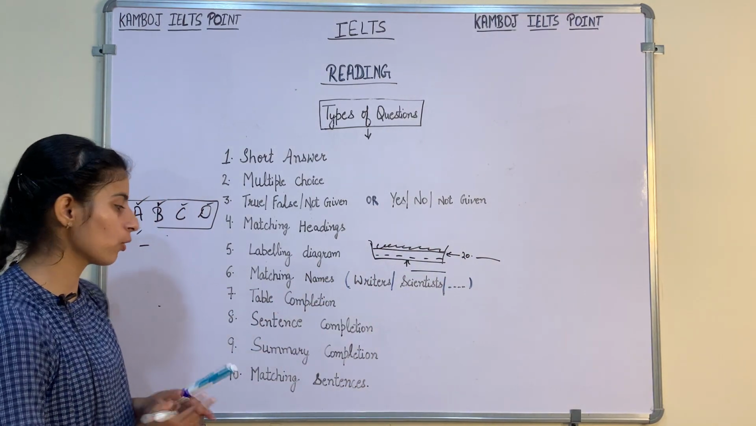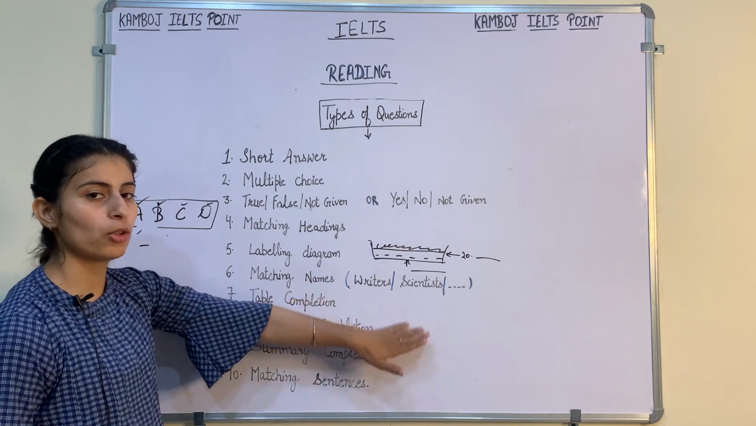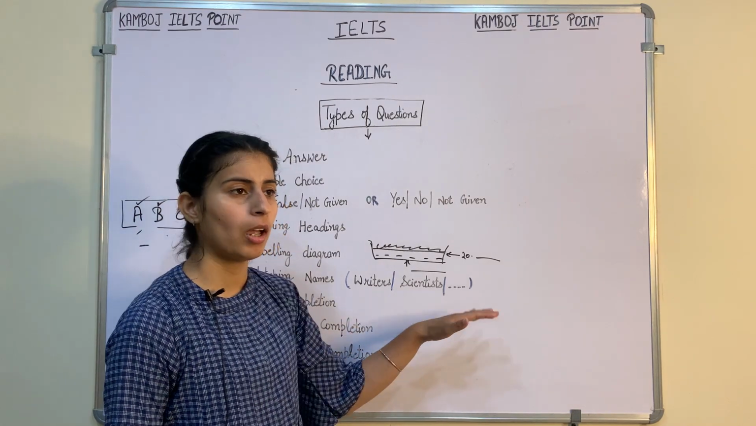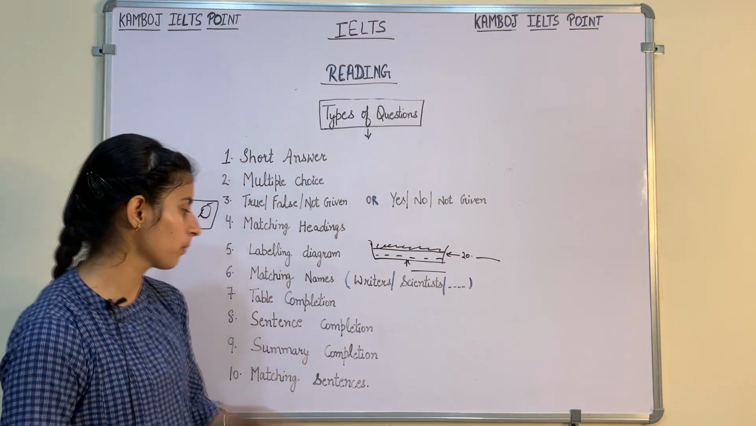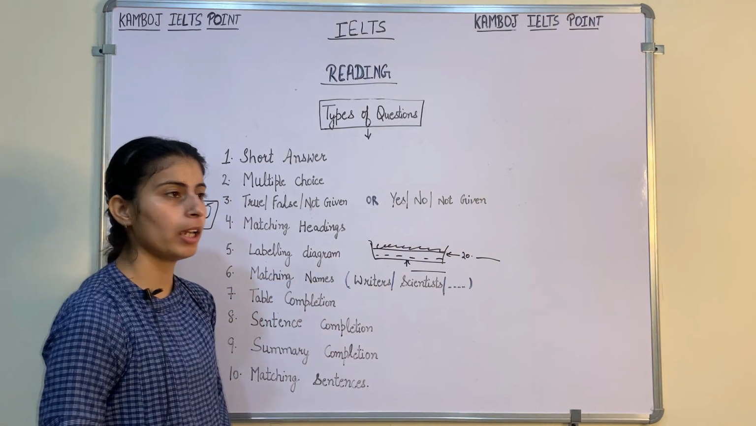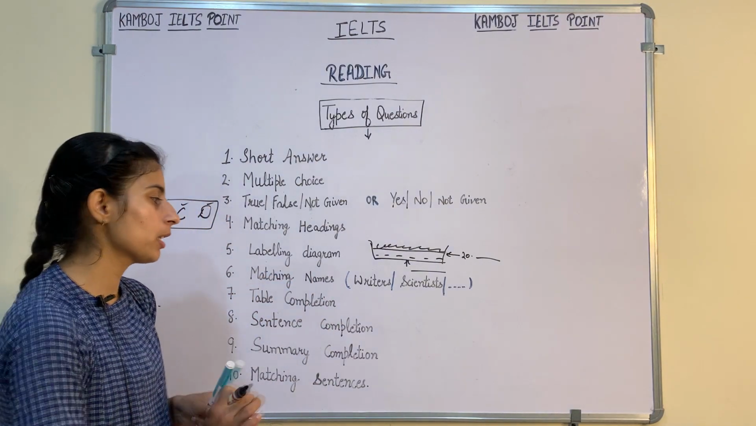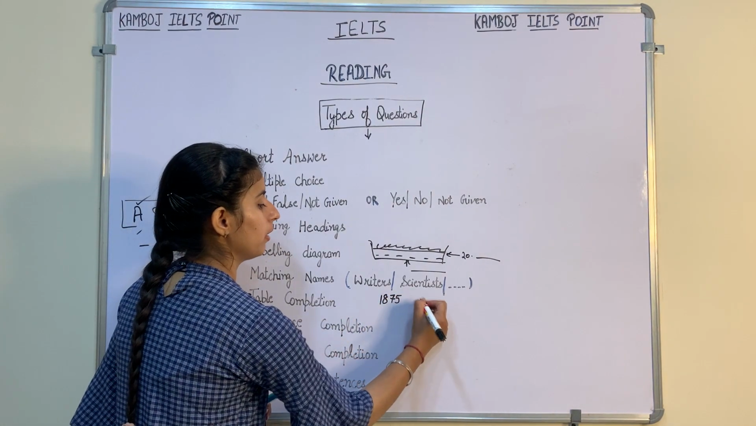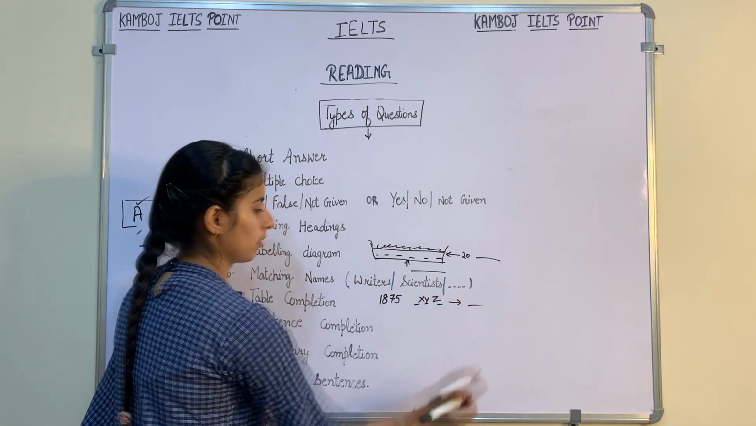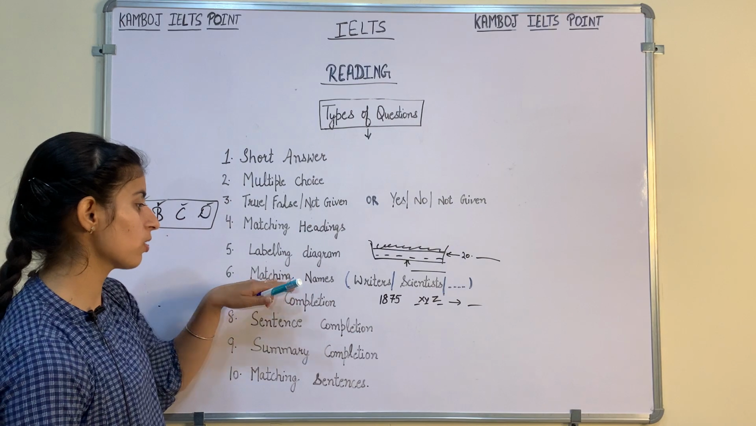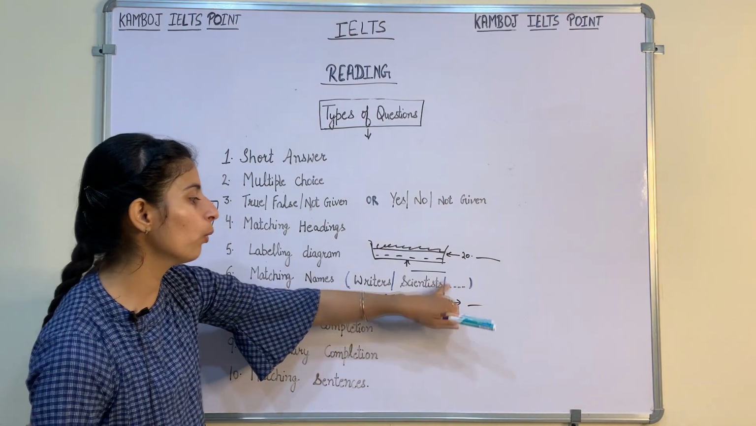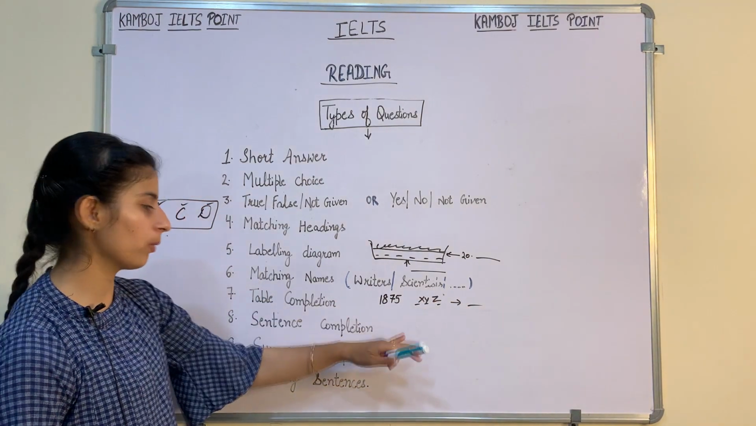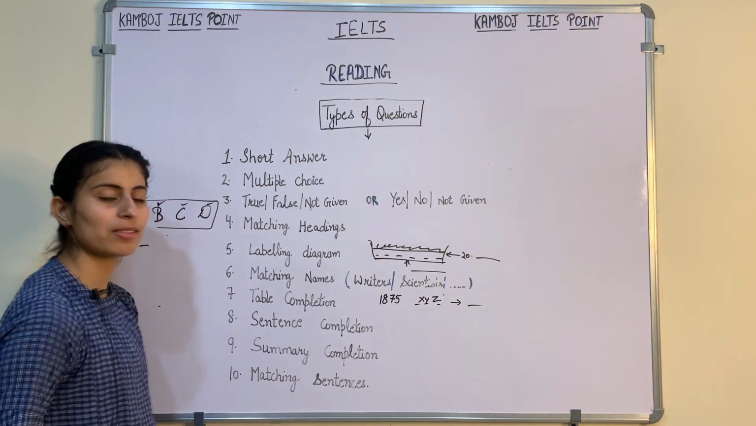The sixth type of questions are matching names. You will get different names. It can be writer names, scientists and many more. It depends on the reading. So you have to match the names. Like if I say that in 1875 a scientist, XYZ, invented this, you have to match who invented this in 1875. Then you have to find the name of the scientist in the passage and you will find the correct answer.